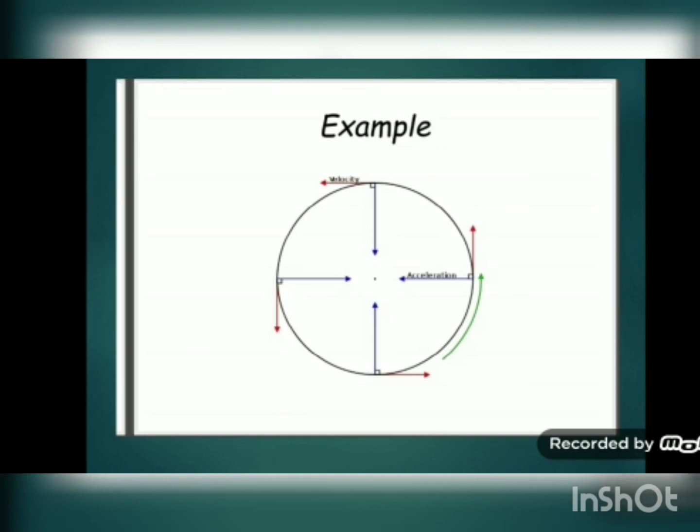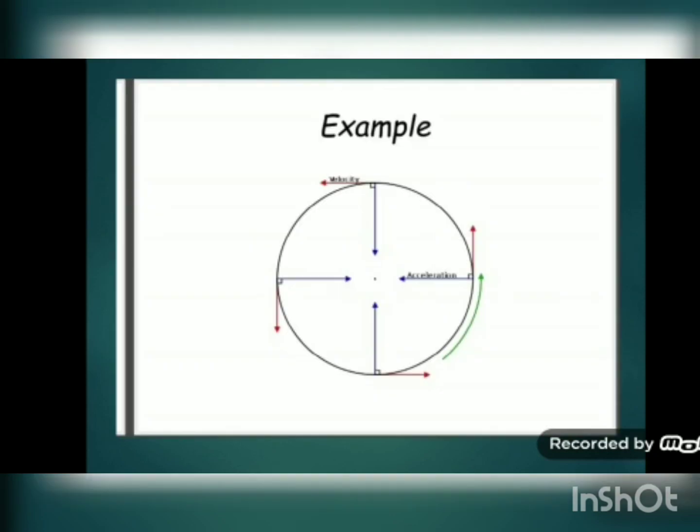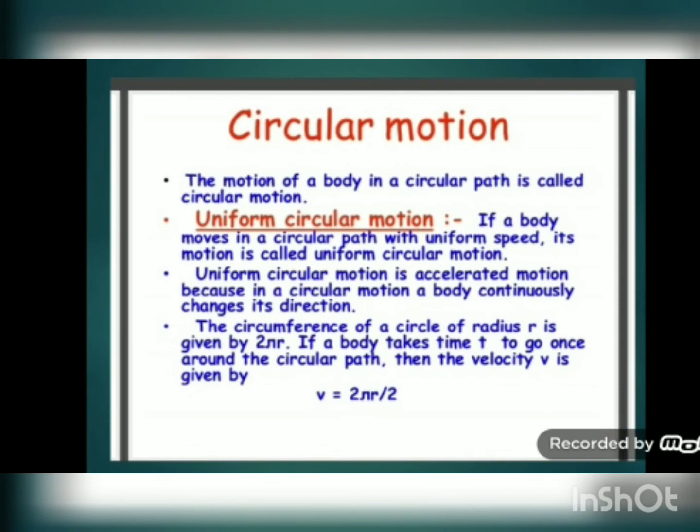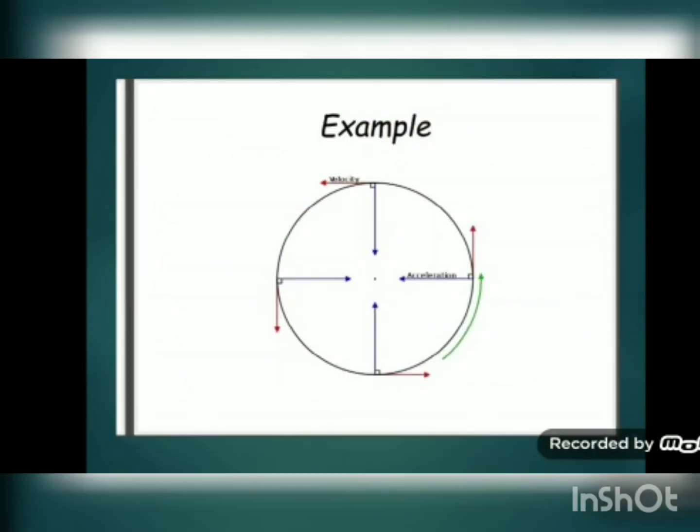Okay, so in circular motion the angle formed between the tangent and the direction of acceleration is 90 degrees. So in circular motion the direction of motion and acceleration are perpendicular to each other. Okay, so this was all about the chapter.